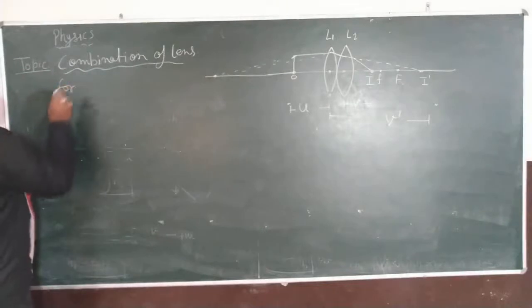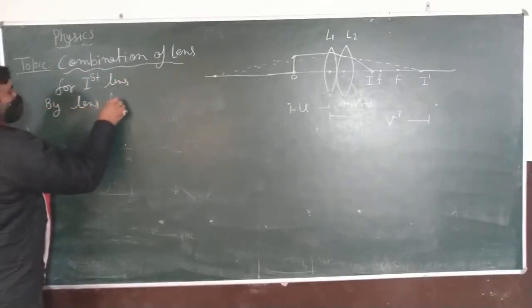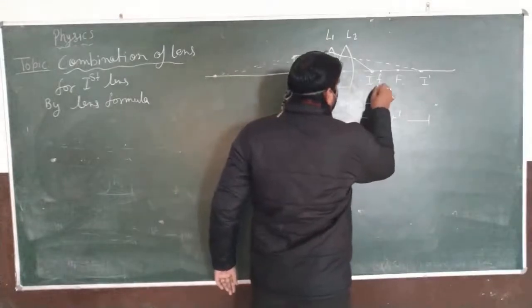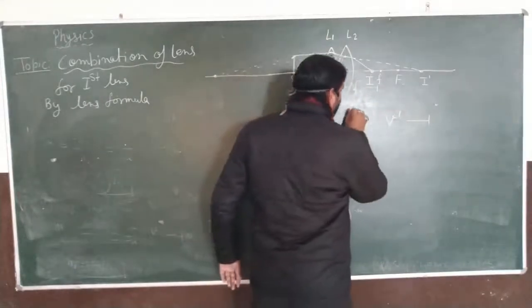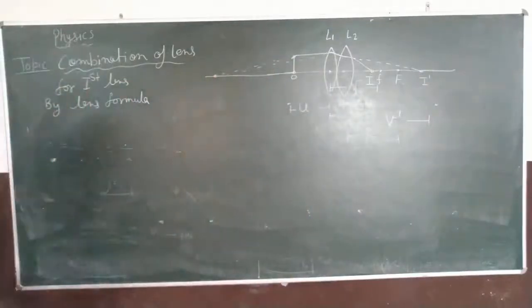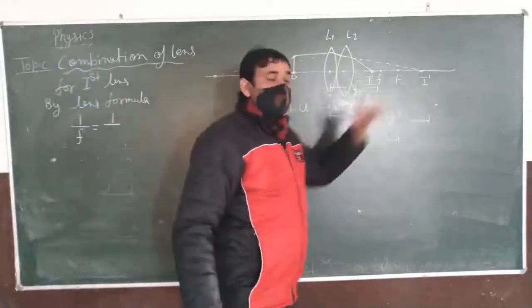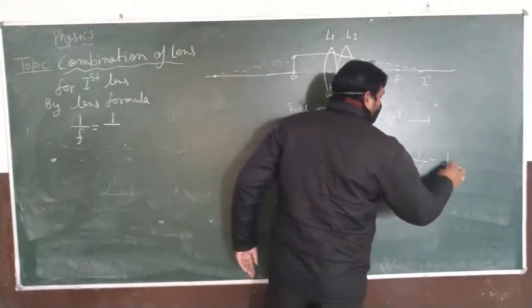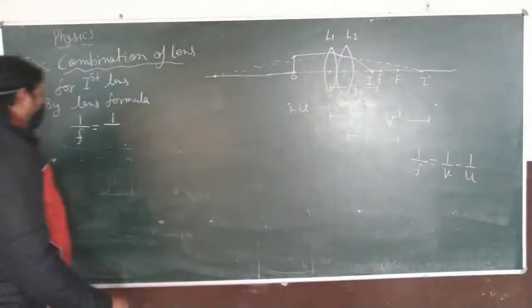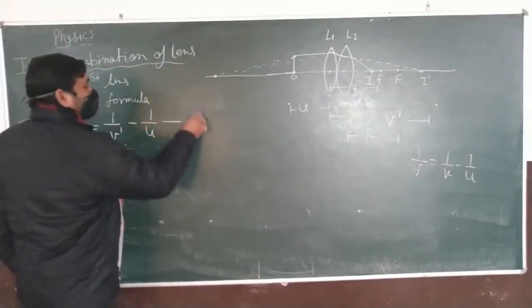Okay, so for first lens, by lens formula, having focal length from here to this small f, and second lens having focal length from this point to point F is capital. Clear? 1 upon f is equal to 1 upon v minus 1 upon u. It is clear or not? Now, the first lens formed image at I dash, so distance of image is v dash and minus distance of object. It is clear or not? Clear?